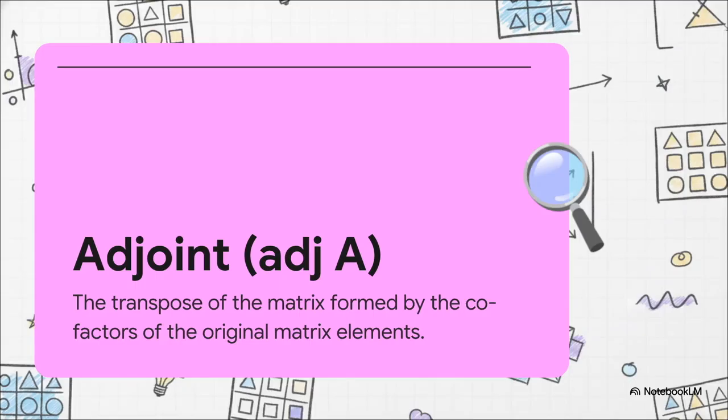Okay, so once you've done all that painstaking work to calculate the cofactor for every single element, you take all those new numbers and arrange them into a brand new grid. That's your cofactor matrix. Now, to find the adjoint of the matrix, you literally just take that cofactor grid and transpose it. You flip it so the rows become the columns. And that's the whole shebang. The adjoint is literally just the transpose of the cofactors.